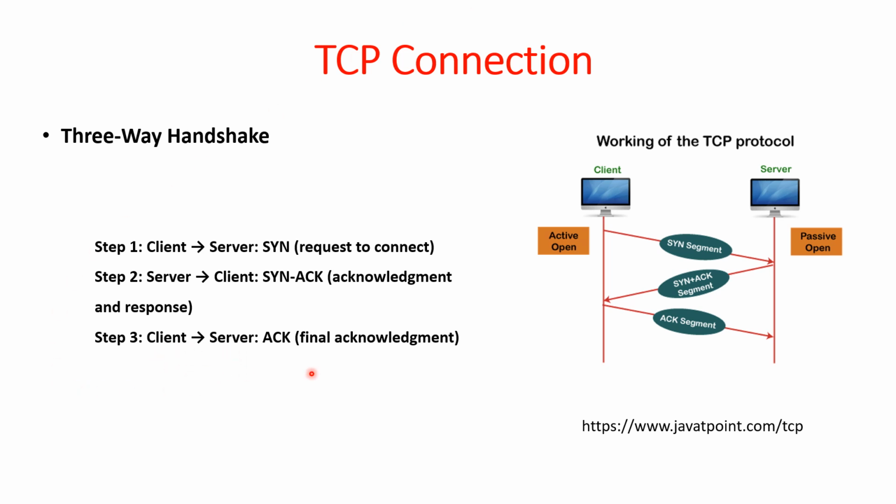And the third one is acknowledgement. The initiator is the client. The client receives the synchronization acknowledgement packet and sends an acknowledgement packet back to the server. This acknowledgement packet acknowledges the receipt of the server's acknowledgement. Once this packet is sent, the connection is fully established and the data can be exchanged between the client and the server.